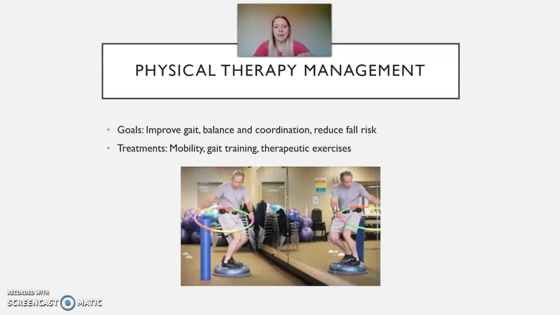And finally, some physical therapy management interventions. We definitely want to work on gait and coordination, balance and coordination, that could ultimately lead to improved gait and reduce the risk of falls. So you can see here in the illustration that this is a very high level patient. He is balancing on that Bosu ball, getting really good proprioception in. But we mainly want to work on mobility so that the patient does not have as many falls.